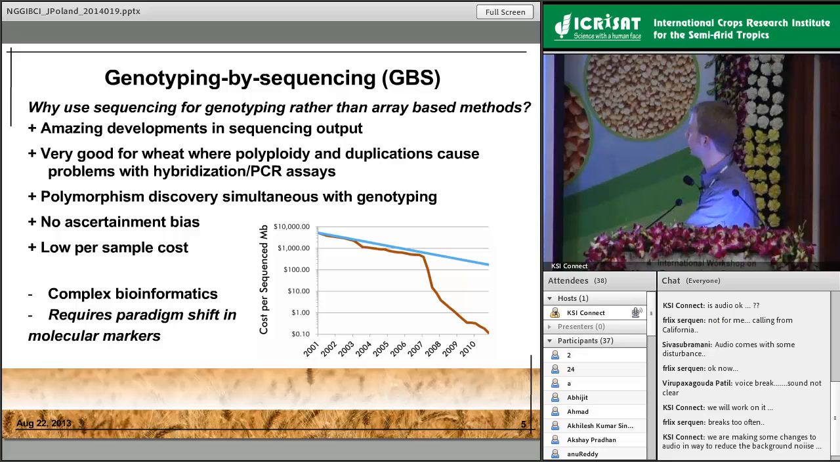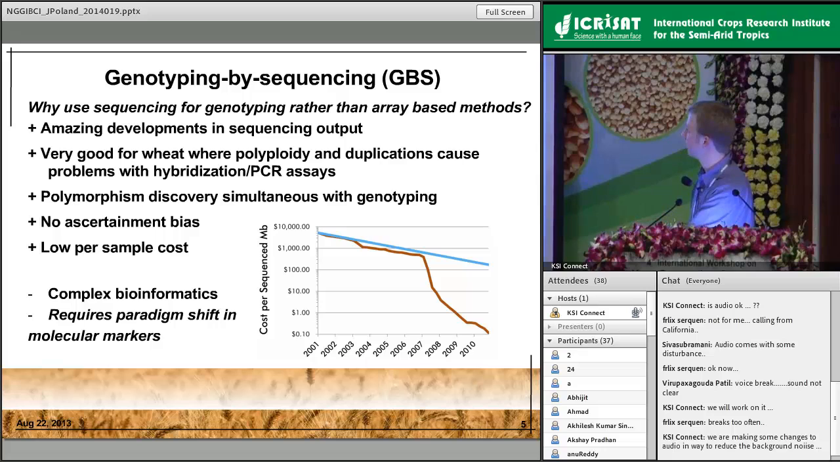So this was the trend line shown earlier, and the sad thing here is it's kind of leveled out for 2 years. But thinking about genotyping by sequencing and GWAS, I always show this slide, which is really driven by these amazing developments in sequencing. It turns out this is really good for wheat and other polyploids, where we now have context sequence rather than just assaying a single point mutation.